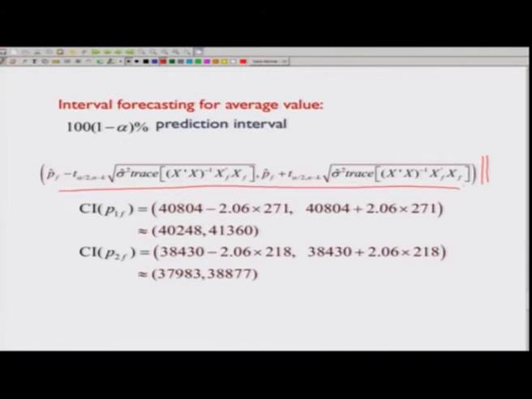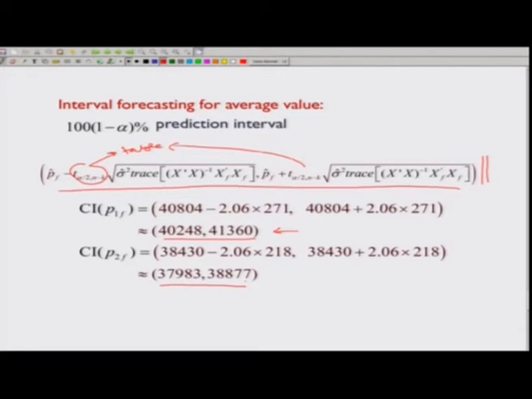Okay. So, now again this value of t is going to be obtained from the tables of t probability, and now we have all these values, the X matrix and the XF matrix also. So, I simply substitute these values over here, and we can obtain the prediction interval in the first case for x1f like this, and in the second case like this.